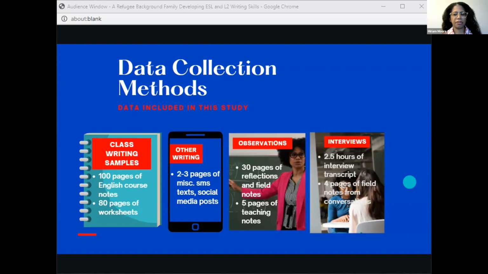The constant comparative method requires that you make comparisons of various aspects of your study. You're comparing different data sets, like interviews with the writing samples and the observations, but you're also comparing the categories that you generate from those, and codes with categories, etc. But how do you generate a code, and what are categories?